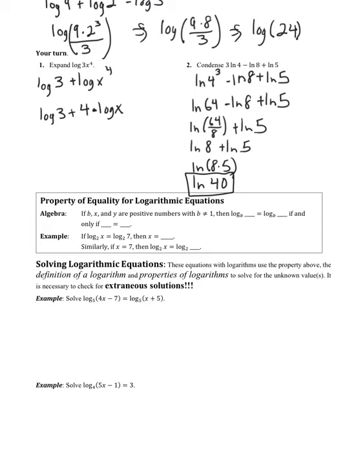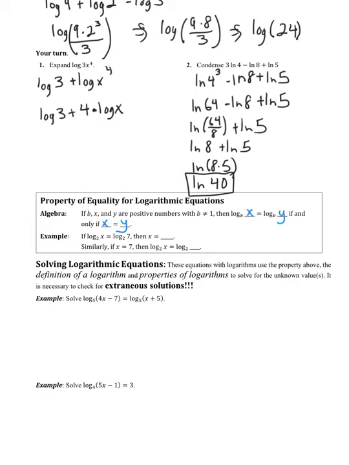All right. So the property of equality for logarithmic equations says if b, x, and y are positive numbers with b not equal to 1, then log base b of x is equal to log base b of y if and only if x equals y. So pretty simple statement there. It's just saying if you have 2 logarithms that are equal to each other, then the statements are also equal to each other.